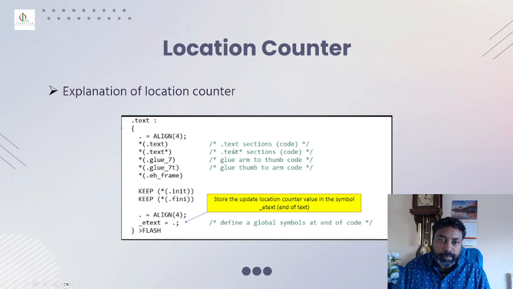And this I just explained in the code. .text stores the updated location counter value in the symbol. So this is to give the boundary of .text. It starts from here and ends here, and all this information lives between that boundary.